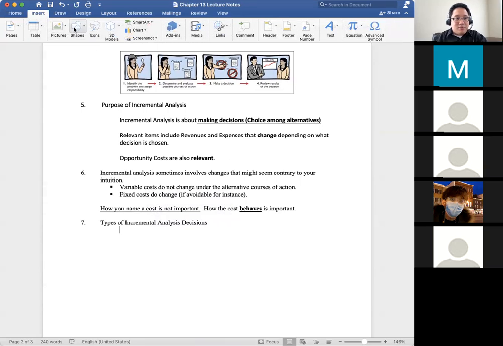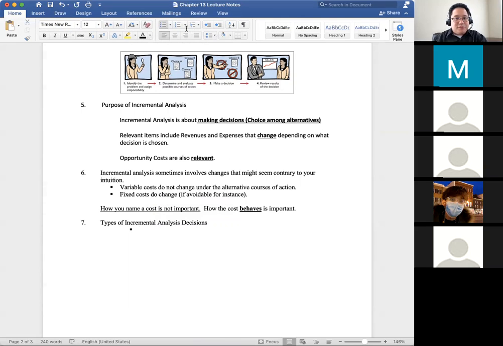Okay. There's a lot that we can think about. Let's come up with some examples. For incremental analysis, you can either make or buy something, right? What else do you think? Think incremental analysis is either do this or do that. You can sell something or keep it. Okay, how about as a student, you can stay in school or drop out.